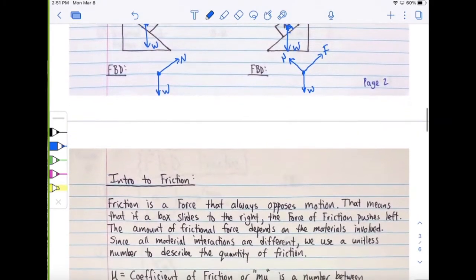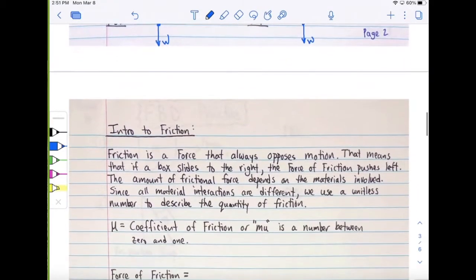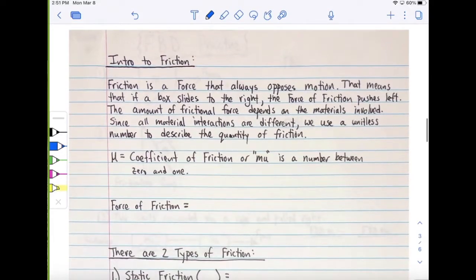All right. So the little practice problems there. We're gonna finish with this concept of friction, and then you'll have several practice ones to do after this, just to get really good at drawing your FBDs.